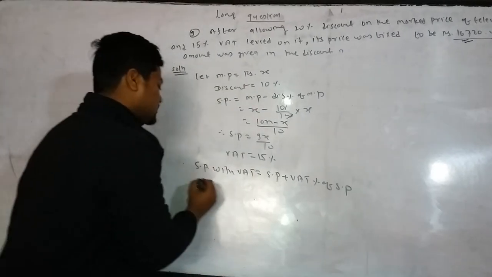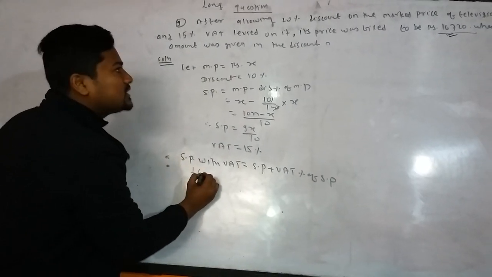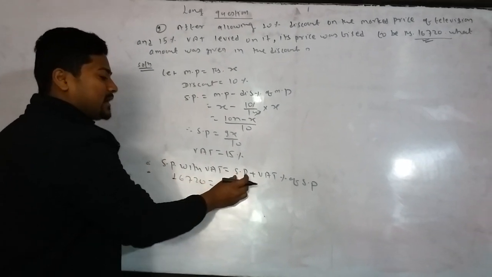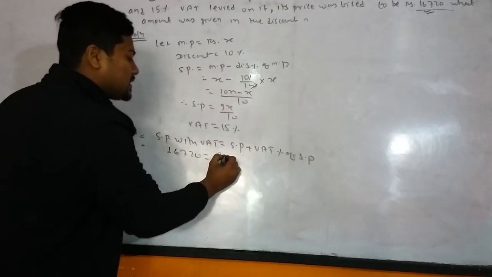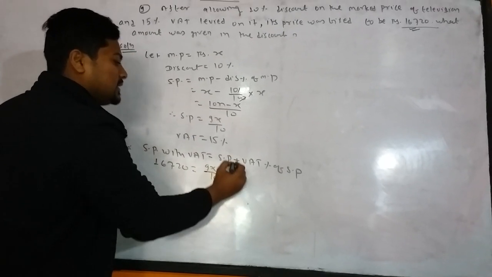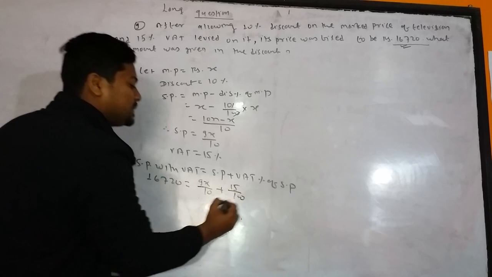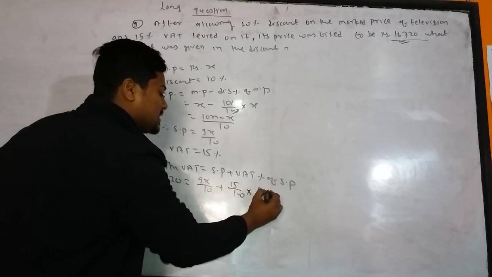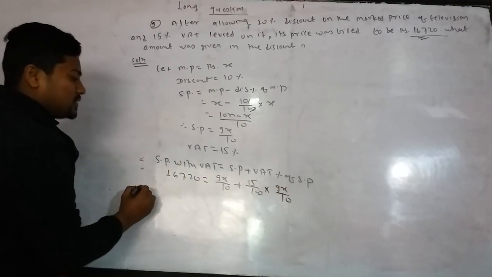16,720 is what? SP with VAT. So here we can write 16,720 is SP with VAT. So what is the value of SP given? 9x upon 10 plus 15%, means 15 upon 100 into 9x by 10, we can write. So now we have to solve.